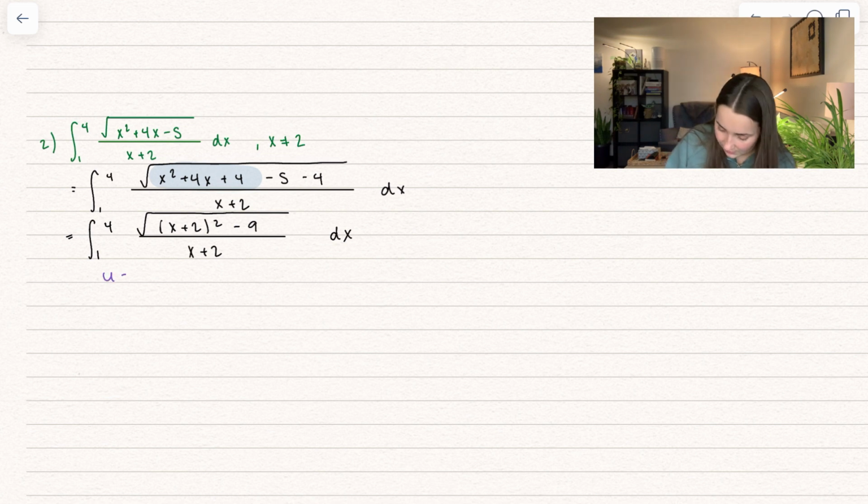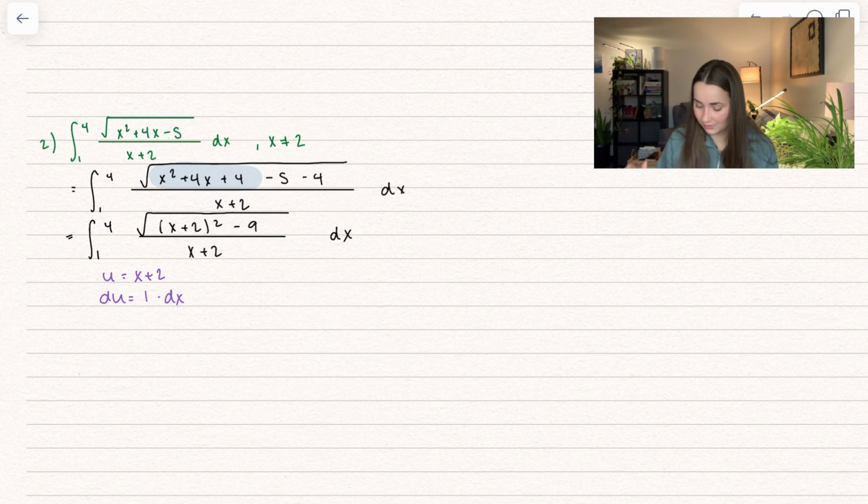And notice what I'm going to do right now. I'm going to say u is equal to x plus 2, because I notice I have two of those. I have one in the numerator, one in the denominator. So du is just going to be equal to 1 times dx, or just dx, whatever you like.